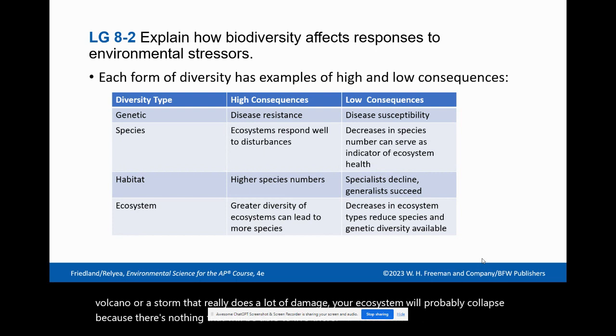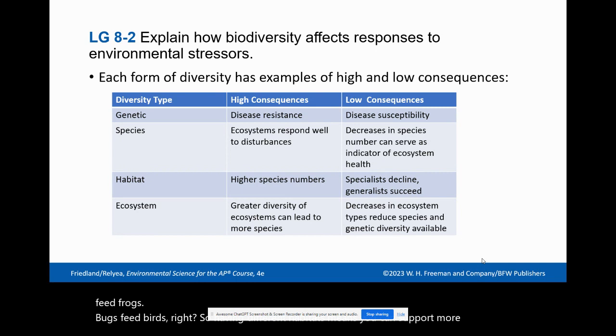With high habitat diversity, you're going to see a higher number of different species. So hopefully that means it is a little bit healthier. Like Cap City, we have bugs. Bugs feed frogs, right? Fish also feed frogs. Bugs feed birds, right? So having different habitats means you can support more species in a given area.